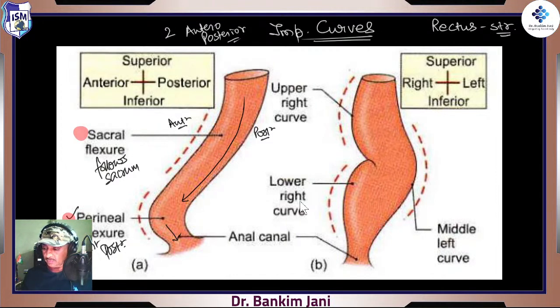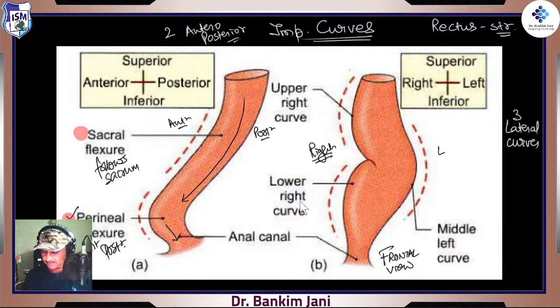Now there are three more curves. Now these three curves, these are the lateral curves, right? So three lateral curves. So when we are watching lateral curves, that means we are watching it from the front, correct? This is our frontal view. Then we'll be able to see what is happening on both the sides, right? So this side is right side, this is left side.